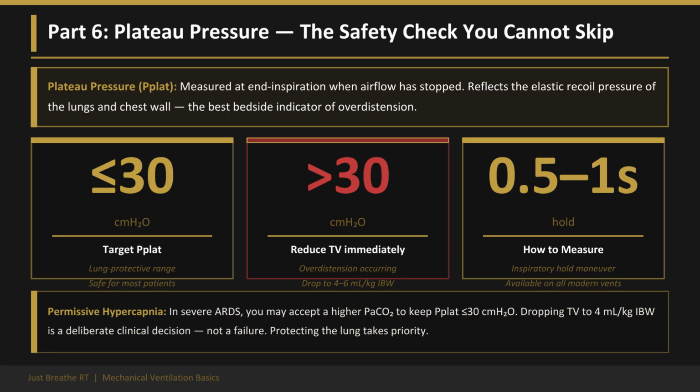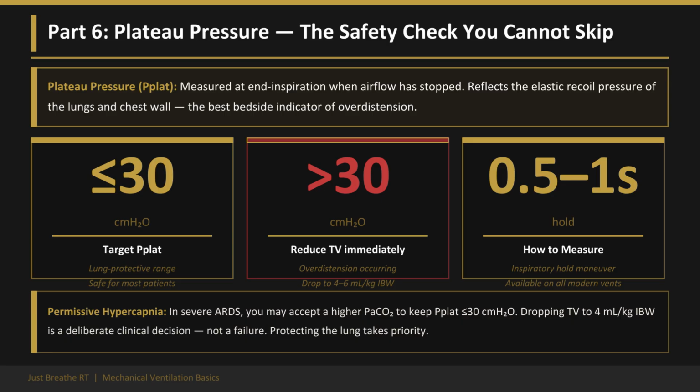Plateau pressure, abbreviated PPLAT, is measured at the end of inspiration when airflow has completely stopped. It reflects the elastic recoil pressure of the lungs and chest wall, and it is the single best bedside indicator of whether your tidal volume is causing overdistension. The target is 30 centimeters of water or less. If your plateau pressure is above 30, that tidal volume is too large for those lungs, even if it is only 6 milliliters per kilogram IBW, and you need to reduce it.